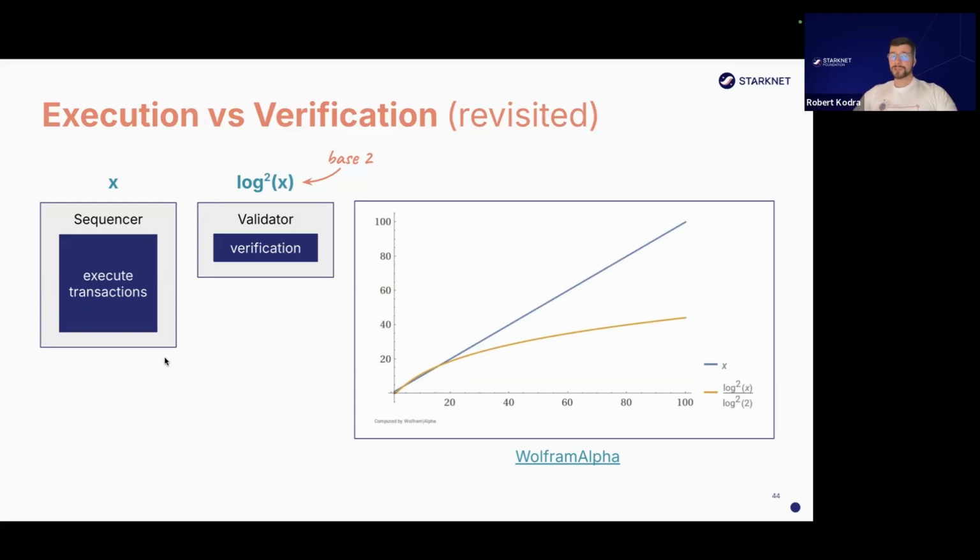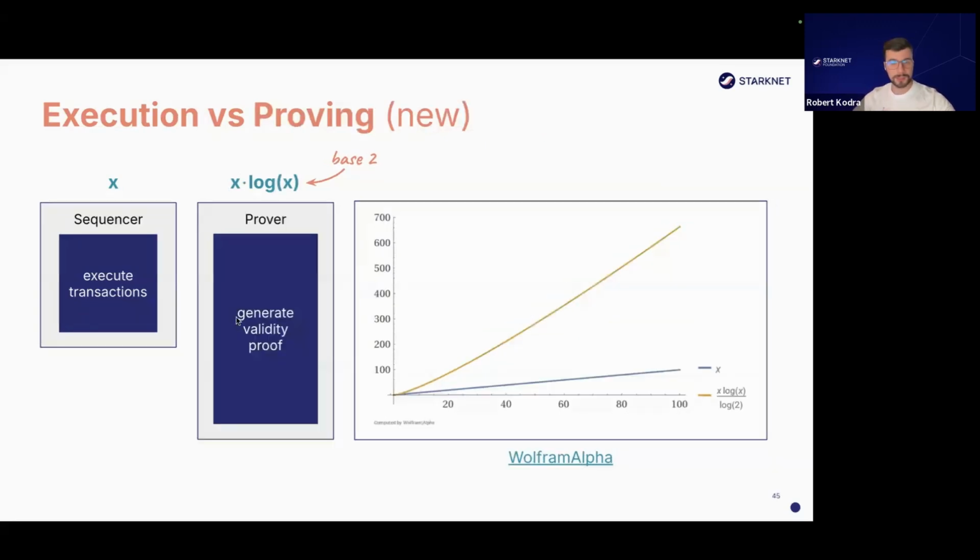Now, as we talked about, the sequencer's job is only to execute the transaction, but it doesn't generate the proof. So we never discussed the amount of effort to generate these proofs overall, and how many resources the SHARP prover uses. So the question is: how much effort does the prover do? On the next slide, this is the amount of work that a prover does to generate the validity proof.